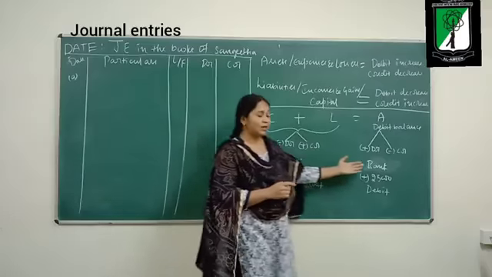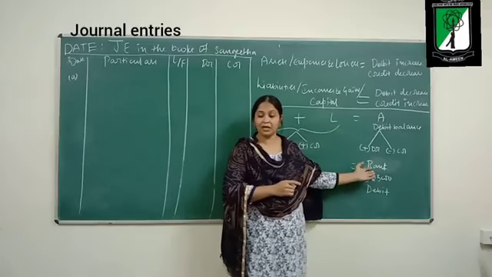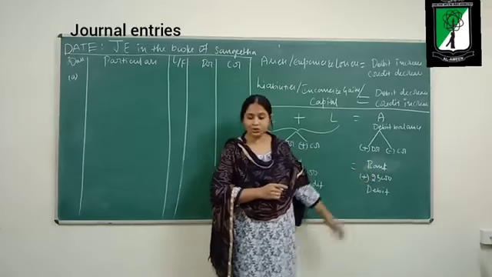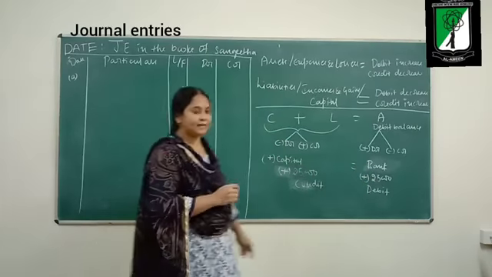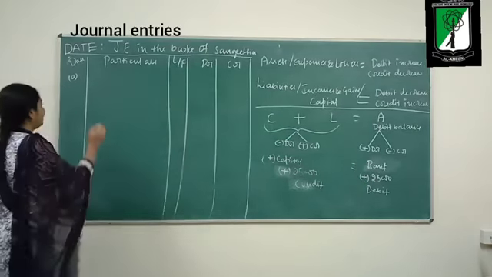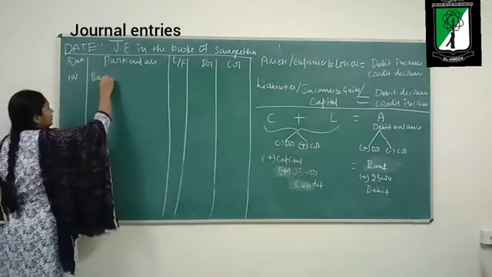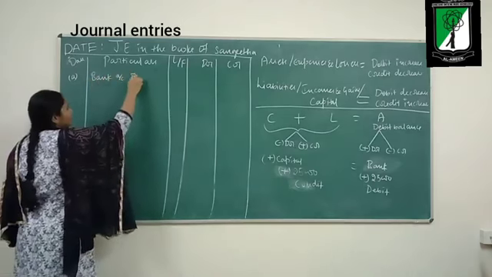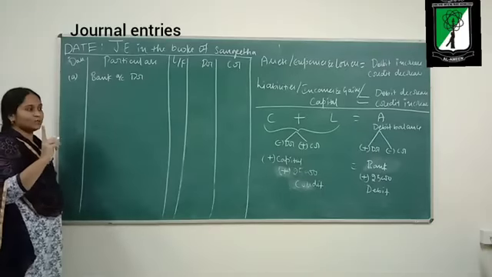My bank is also an asset. Bank is also an asset. So an increase in asset should be what? Should be debited. So what is the journal entry? Bank account debit. DR stands for debit.